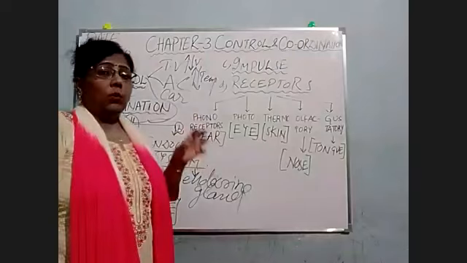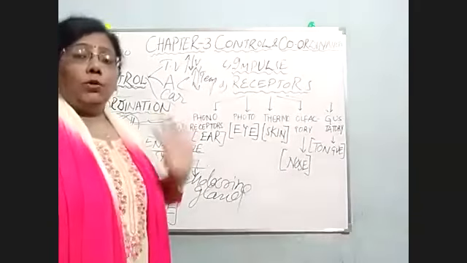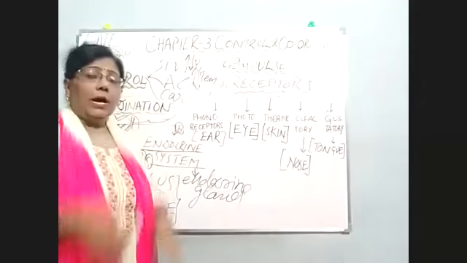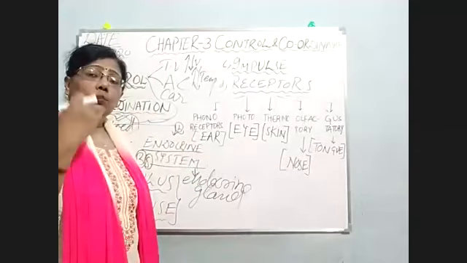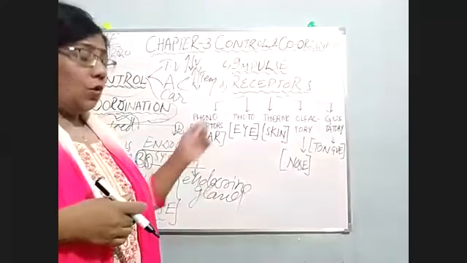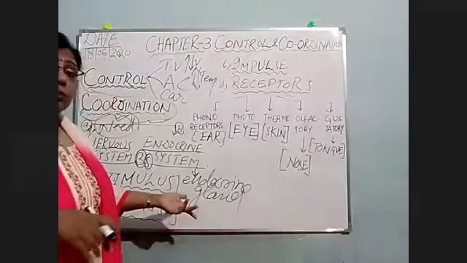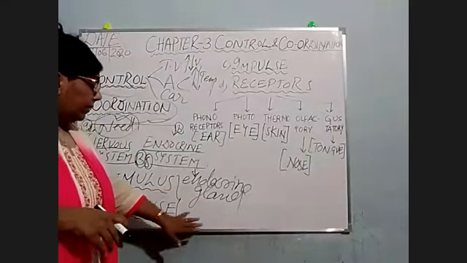If somebody is going to put a torch or a very strong beam of light on your face, automatically your eyes are going to be closed. So what is the stimulus here? The strong beam of light is the stimulus, and when you close your eyes, it is a reaction or response of the body.